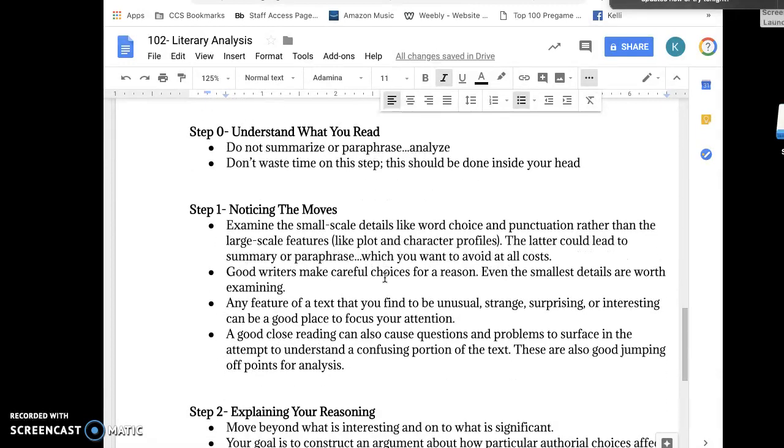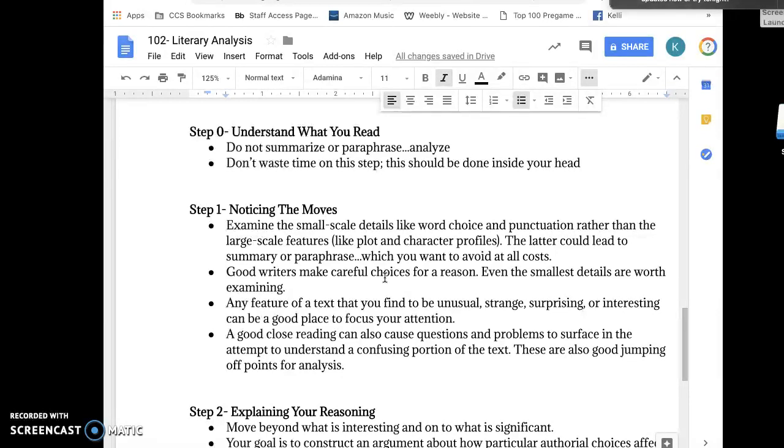This next step, or step 1, essentially, is you're going to start noticing the moves. And to do that, you need to examine the details, the smaller details, like word choice, punctuation. If you focus on the larger ideas like plot and character as a whole, it's going to lead you to summarize. And that's something that you want to avoid at all costs, because an analysis is not summary. And we want to avoid that.